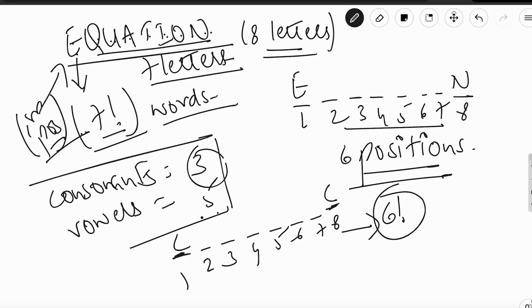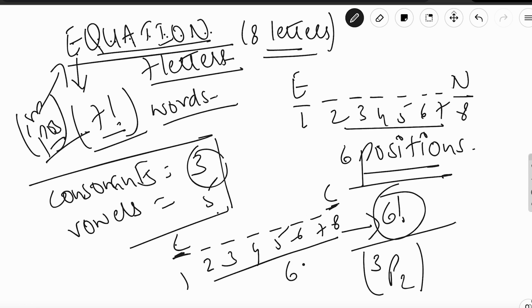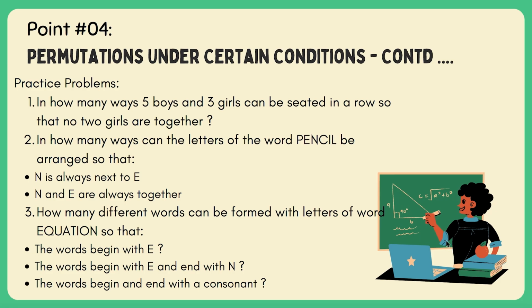So there are 3 consonants and there are 2 places to place these consonants. So how many ways can it be done? Out of 3, we need to select 2 consonants and then arrange them. So it's basically 3P2. And then we are left with these 6 positions. So 6 letters can be arranged in 6 factorial ways. So the final answer is 3P2 into 6 factorial.